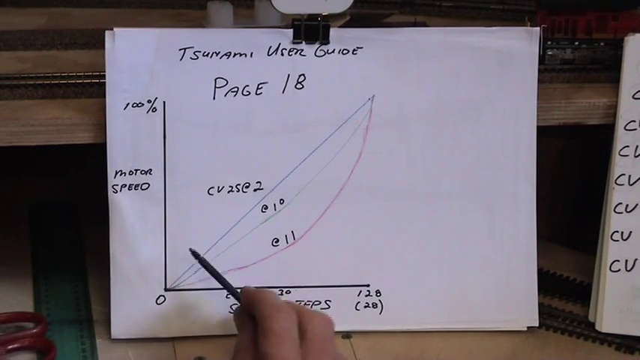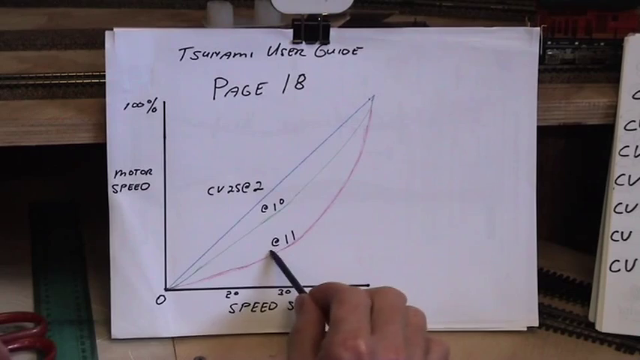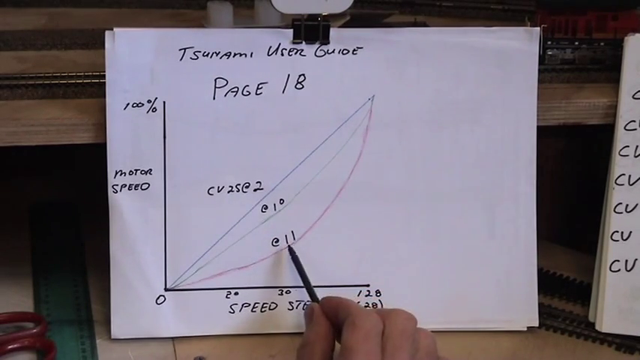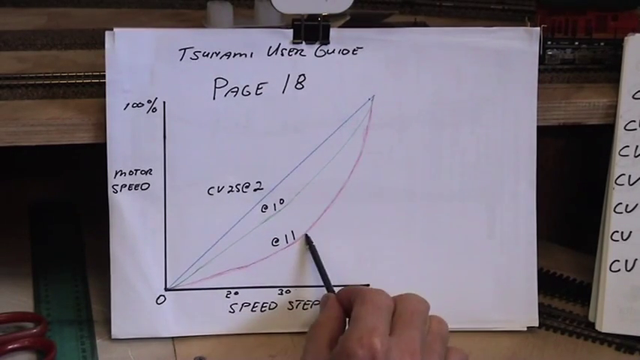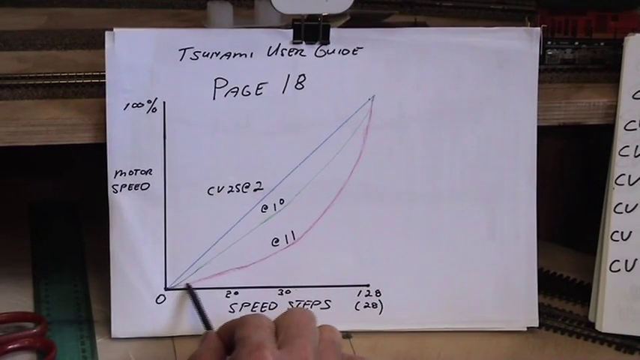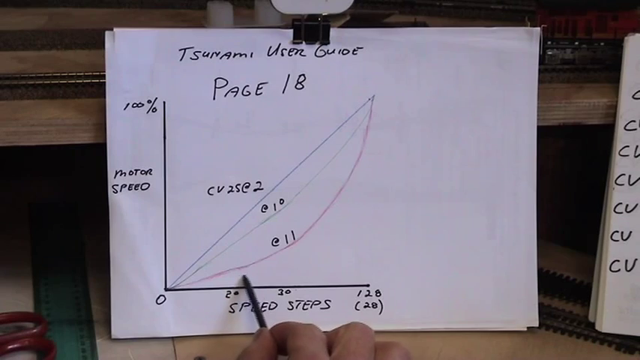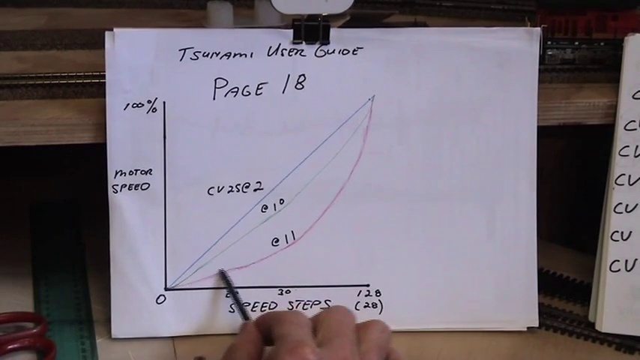Right, so the next one is CV25 set at 11. This is our next exponential speed curve. I think it's 3 anyway. Now, you can see how the red line lags a lot more down in this bottom section.